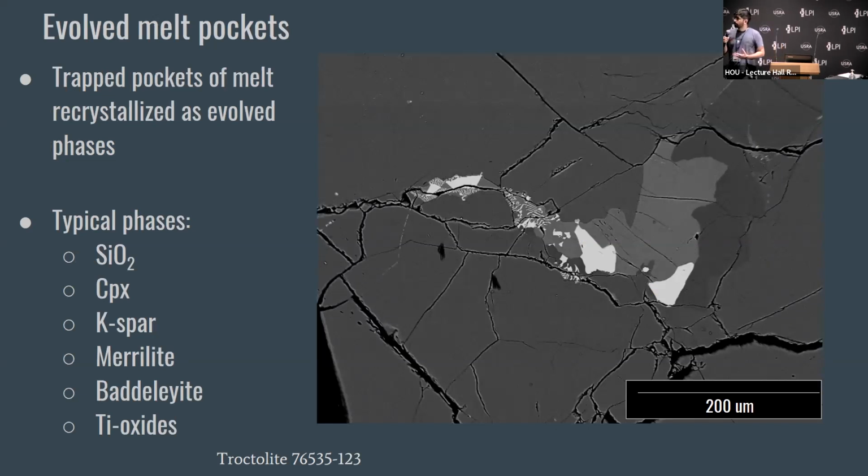Another way that we get to study these rocks is by looking at the trapped melt pockets. Cumulate rocks tend to crystallize, also trapping little pockets of melt, and as the rocks in the cumulates get more evolved, the melt pockets are also getting more evolved. Here we get a melt pocket from 76535, where in the middle we get some orthopyroxene in the darker part, and then some clinopyroxene and a bunch of chromite.